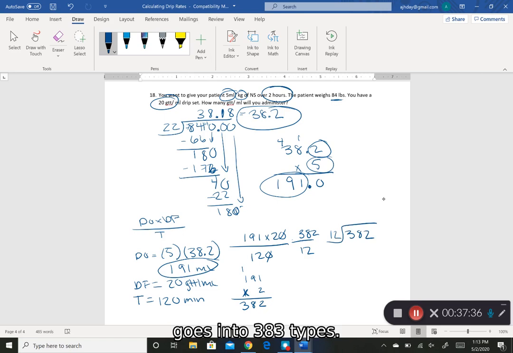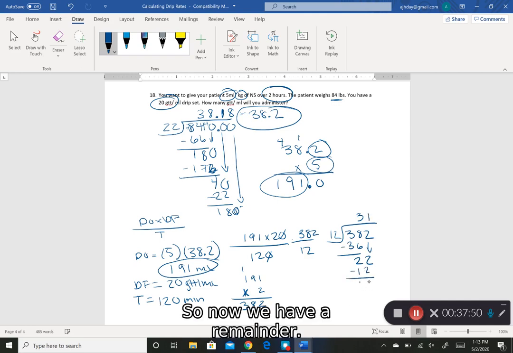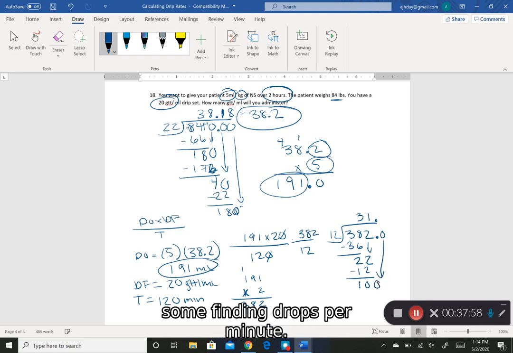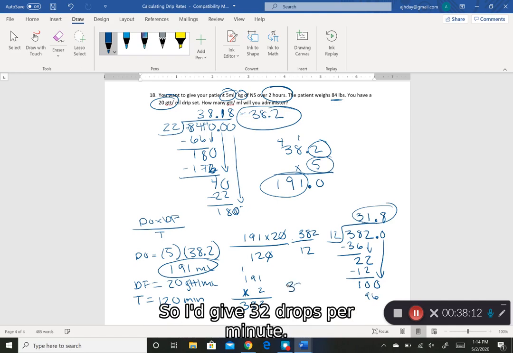Twelve goes into 38 3 times. Gives us 36. 12 goes into 22 1 time. So now we have a remainder. I only need to find 1 decimal place since I'm finding drops per minute. 12 goes into 100 8 times. Should be 96. But we can stop right there. I'm going to round this to the nearest whole number. So I'd give 32 drops per minute.